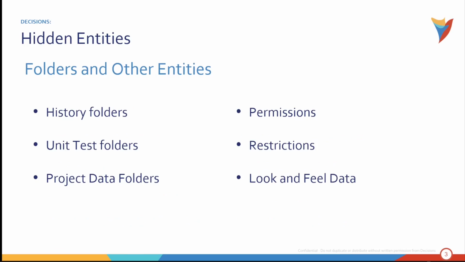A couple other things that aren't directly the designer entities are various folders and things that also get tracked and are marked as hidden. Things like all the history folders of any designer entities, unit test folders, and project data folders. Items like restrictions on things, if you have any permissions inside a set of folders, those will be hidden, but they are still tracked, and so you can view them later. And then look and feel, which is where you add the thumbnails or the little pictures, as well as the colors of any folders that you've decided to adjust and change how they look. So all of those things are also hidden and can be unhidden or viewed in different ways.